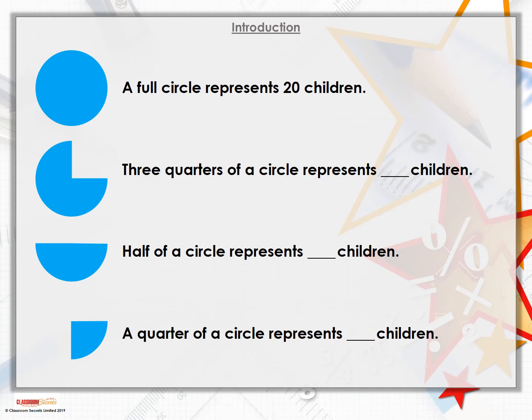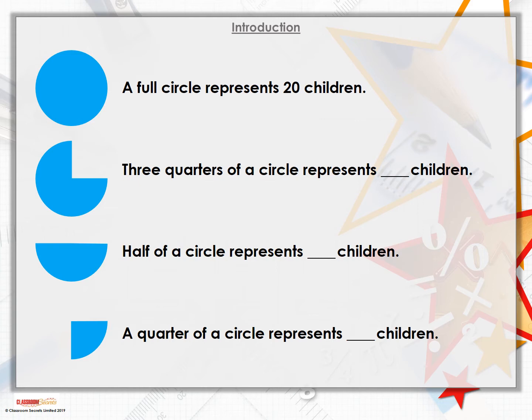So let's look at our introduction question. We're going to use this information to help us to answer the following questions. If a full circle represents 20 children, what do you think 3/4 of a circle represents? Then what do you think half of a circle represents? And then what would a quarter?